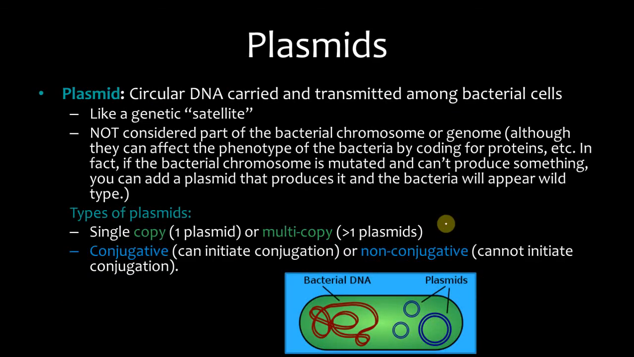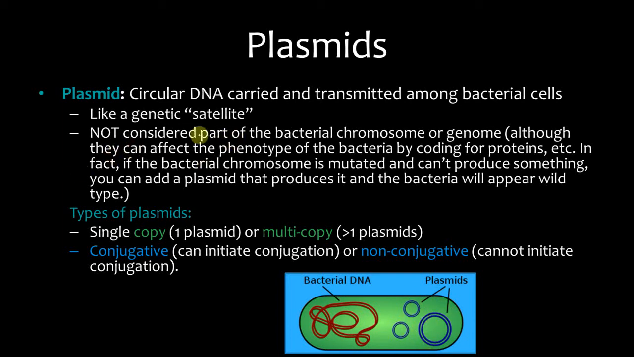Alright, so what are plasmids? Well, a plasmid is just a circular DNA that's carried and transmitted among bacterial cells. So it's kind of like a genetic satellite. You can see if this is bacterial DNA, which we know is double-stranded and circular, plasmids are also circular. They're generally much smaller, and they're also double-stranded.